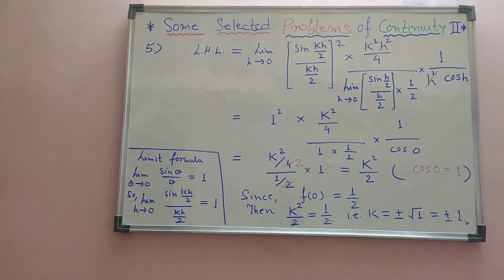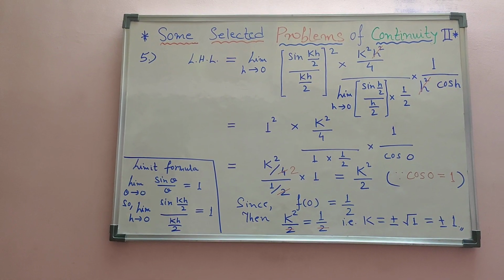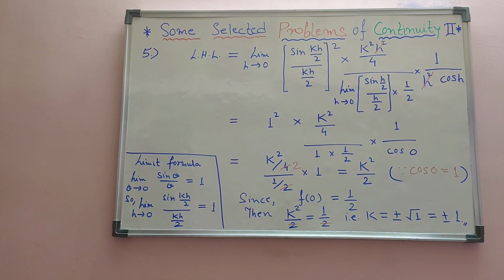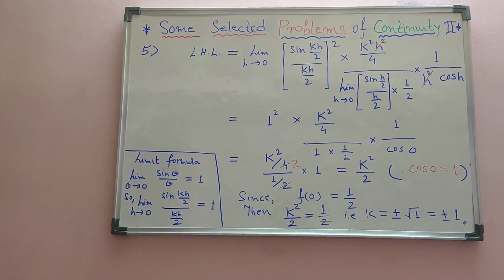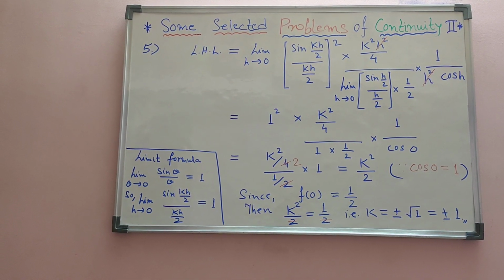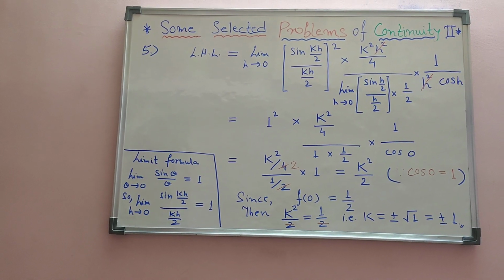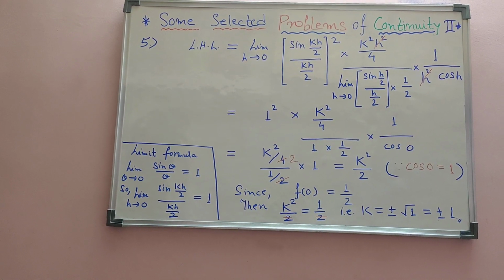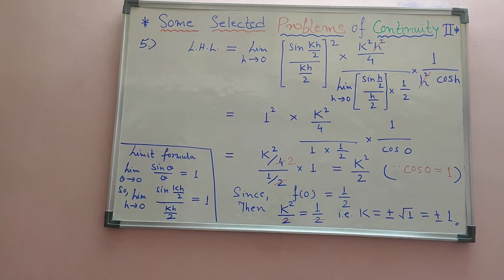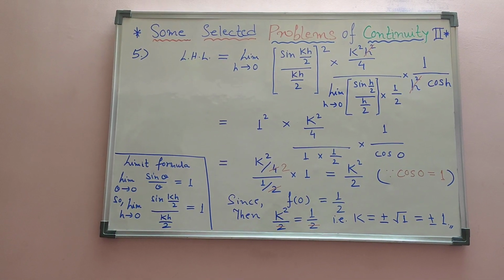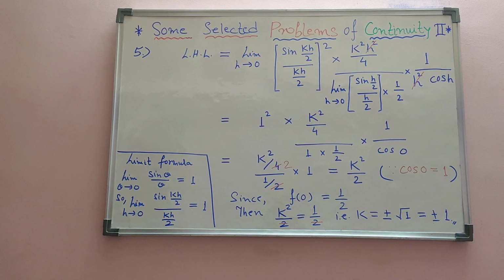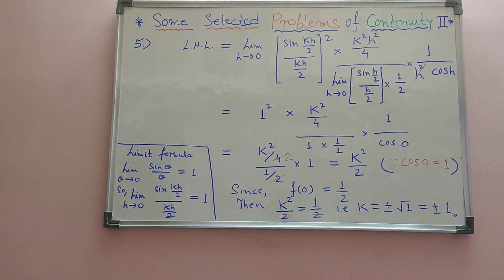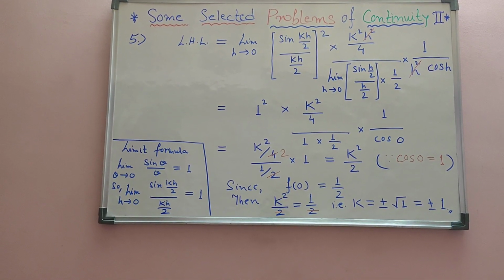Next, just see the limit formula I have already given at the bottom of the left side. Limit theta tends to 0, sin theta upon theta is 1. So limit h tends to 0, sin kh by 2 upon kh by 2 will be 1. That concept I have used, so it becomes 1 square into h square in numerator and denominator cancelled out. So it becomes k square by 4 upon limit h tends to 0, sin h by 2 by h by 2 also becomes 1, into 1 by 2.